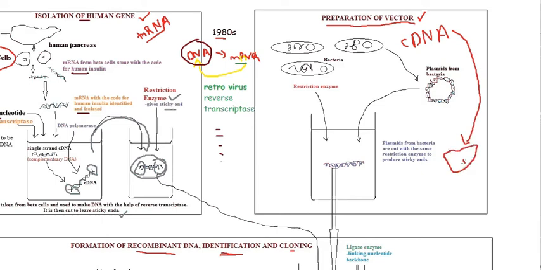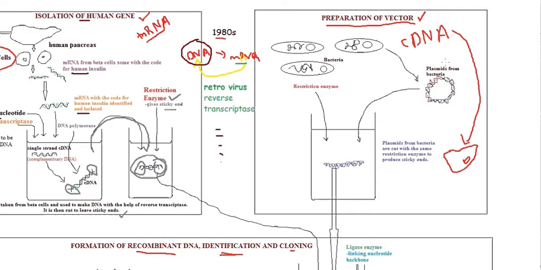It can't just go like that. We need a vector, and the vector for this case is a plasmid. We will see in other cases, like in the production of monoclonal antibodies, we will have other vectors, but in this particular case the vector is the plasmid. Now why do we use a plasmid? Because plasmids can directly join the bacteria.